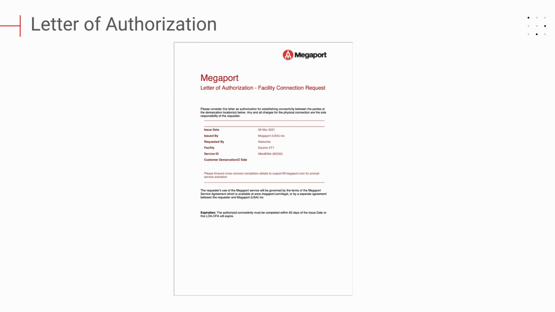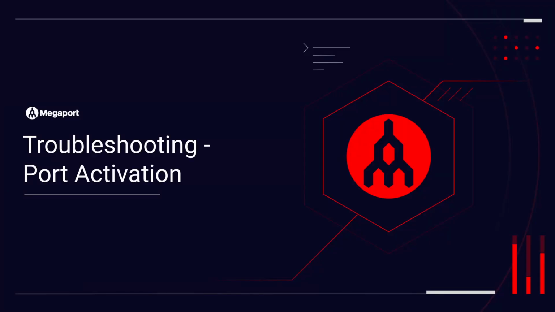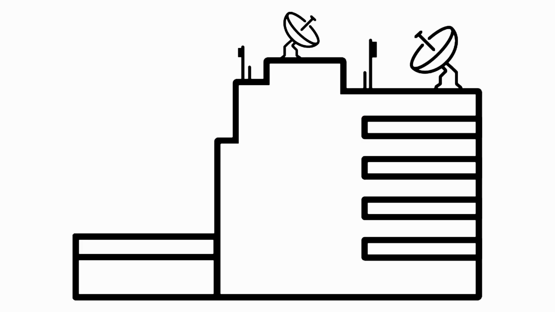Once you have ordered a port, you'll need to download and submit a letter of authorization, or LOA, to your data center. The LOA is created automatically for your service. The LOA provides the data center the authorization they need in order to run a cross-connect from your equipment to ours. Activating a port is typically very straightforward. However, there are a few items that you should be aware of. Before we review the troubleshooting steps, please take a moment to watch this.